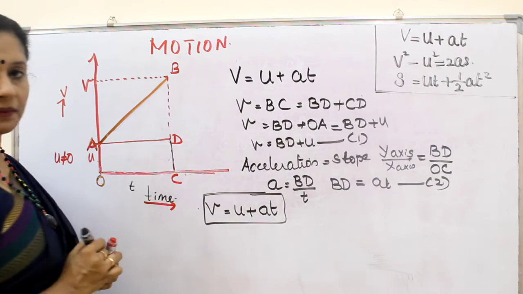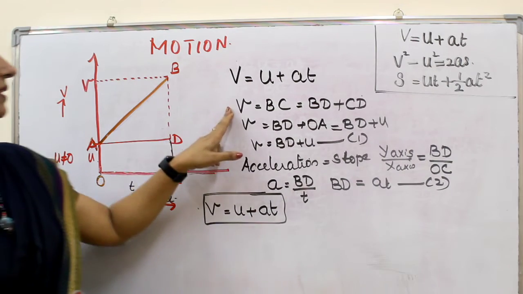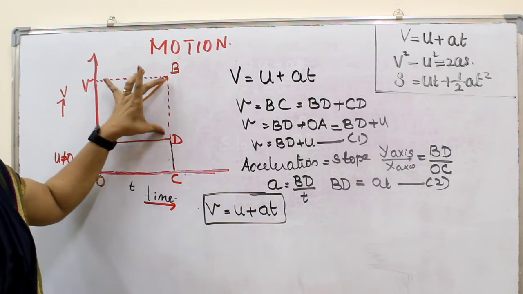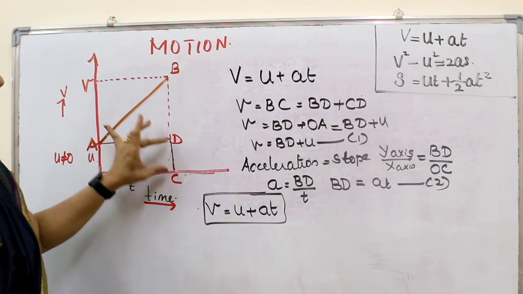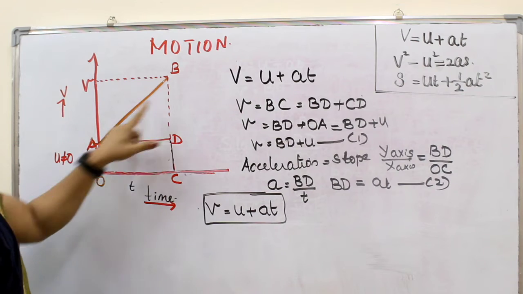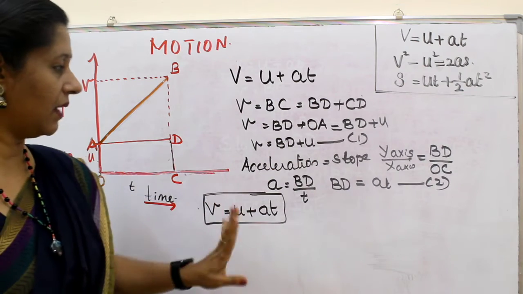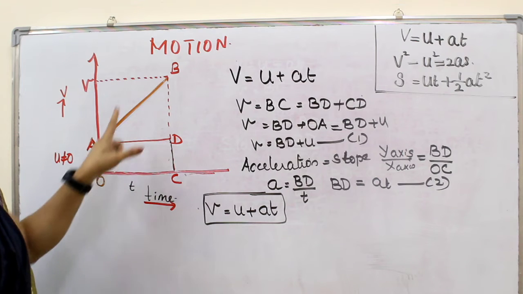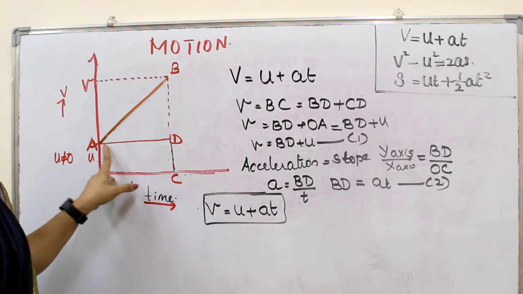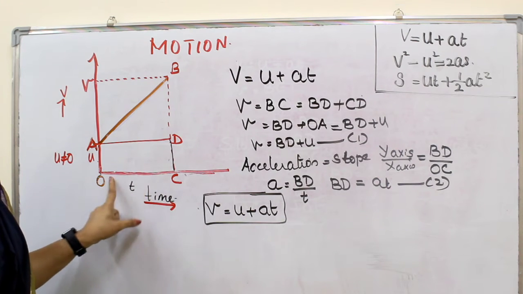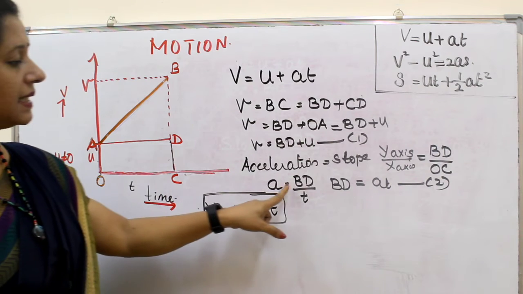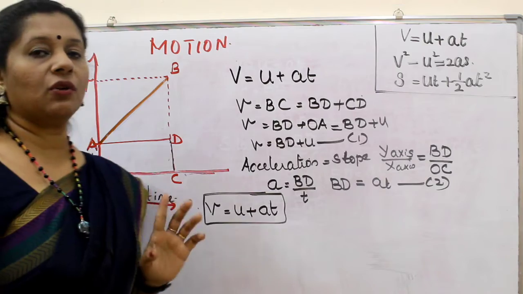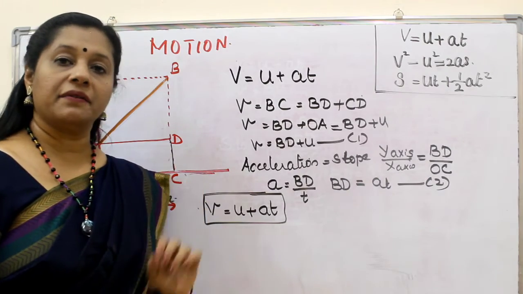So we got our equation. Okay, so we are finding velocity, which is total velocity is BC. BC is BD plus CD. BD plus CD is OA, which is U. So BD plus U, that's equation 1. Now acceleration is change in velocity by change in time. Change in velocity is BD, change in time is AD, which is equivalent to OC, that is time. So we can say BD is equal to AT. If you substitute that, we get V is equal to U plus AT, that is our first equation.